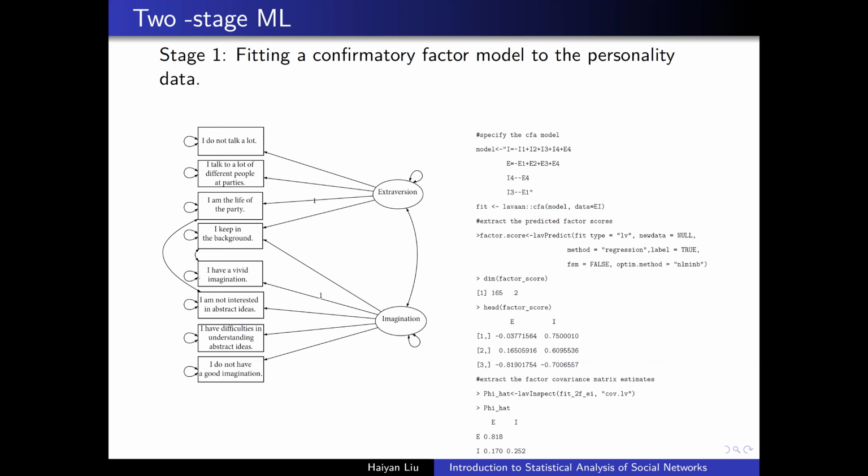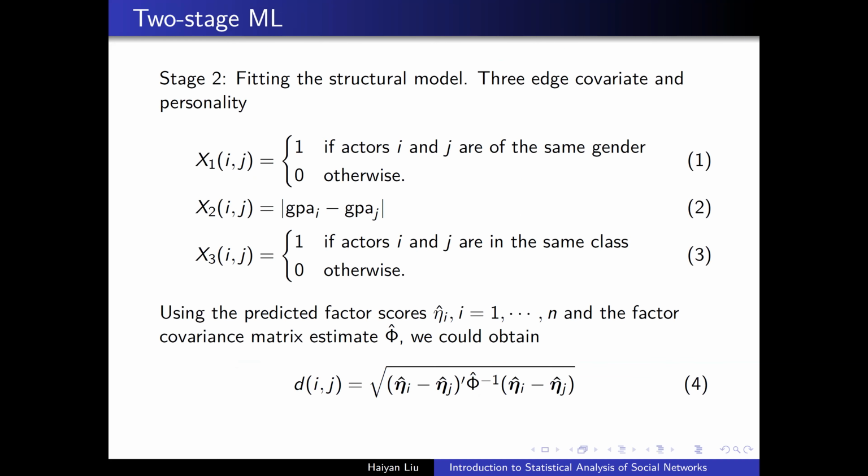stage. Now, in the second stage, in addition to the Mahalanobis distance D of the factor scores, we also include a bunch of edge covariates. The first one is the edge covariate related to gender. Again, if 2 students or 2 actors share the same gender, we code that edge covariate as 1. Otherwise, we code it as 0.